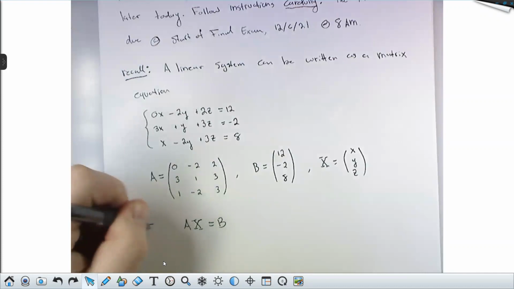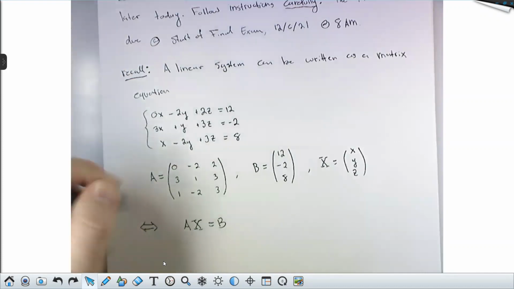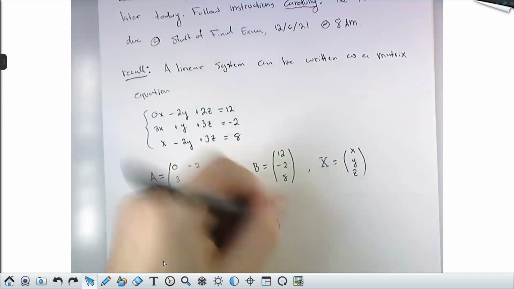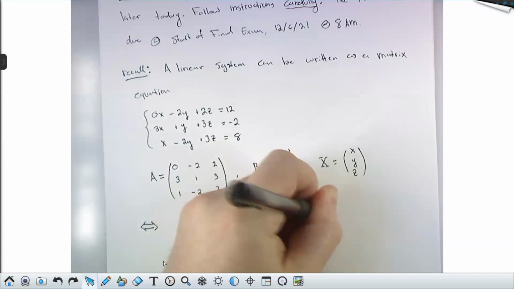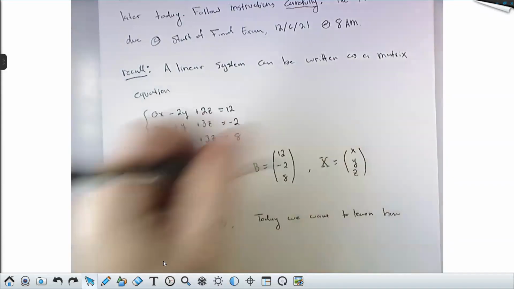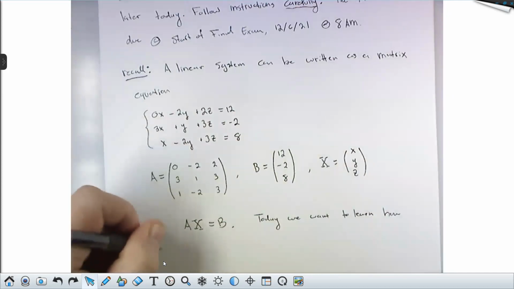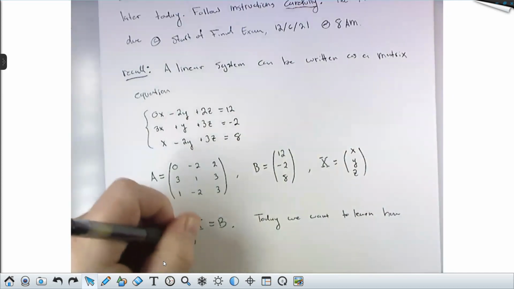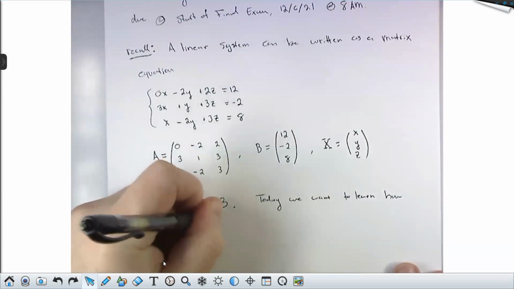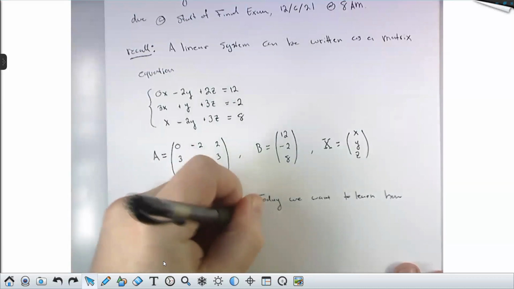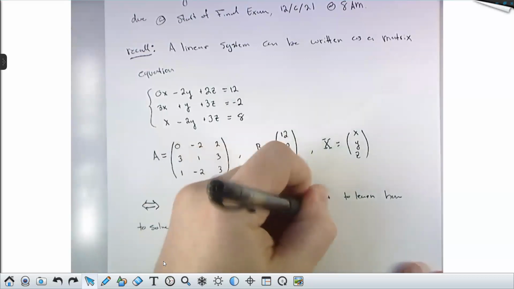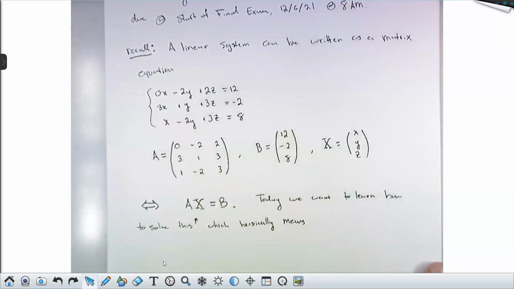So this is equivalent to our linear system. Today, we want to learn how to solve this matrix equation, which basically means we want to learn how to divide by this matrix A, right?